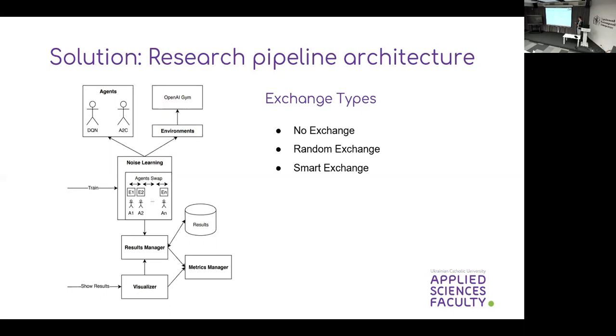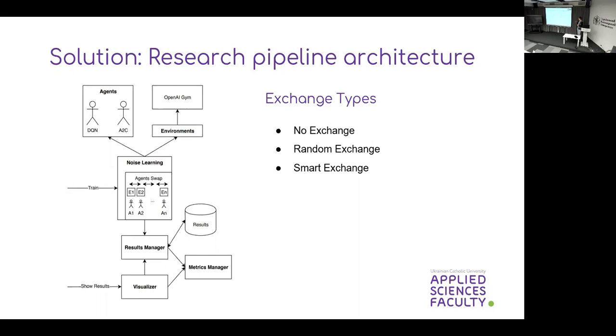Basically, here we can train different setups. We can train a DQN agent with different exchange types. We can train an A2C agent with different exchange types. We can have a lot of results, so then we can aggregate them and obtain statistically correct results.